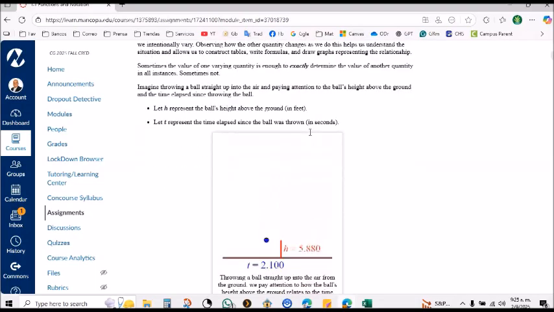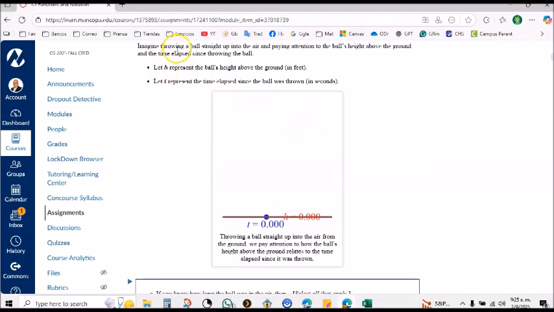For example, you have this situation here. Imagine throwing a ball straight up into the air and paying attention to the ball height above the ground and the time it lasts since throwing the ball. So you have to think about it. And we're going to say that h is the ball height above the ground in feet. Always very important to determine the units, and t will be the time lapse since the ball was thrown up in seconds. And we clearly can see from here that the height depends on the time.